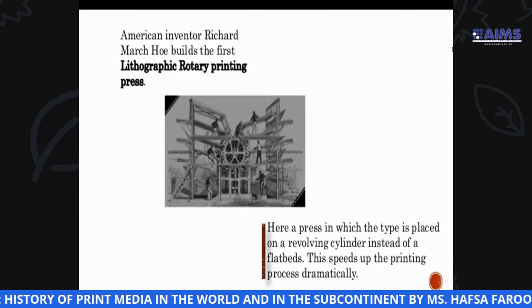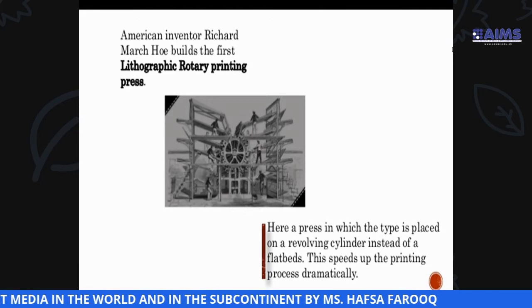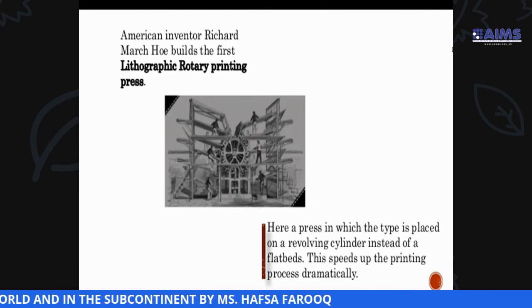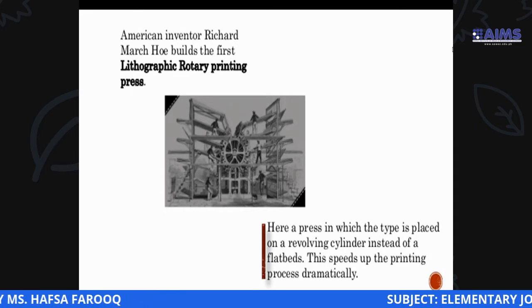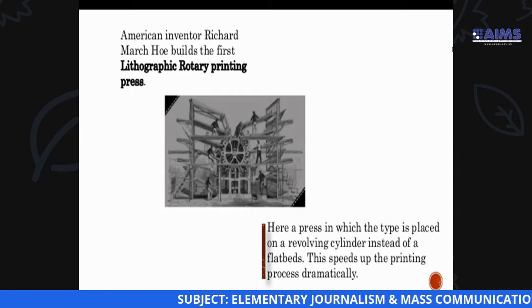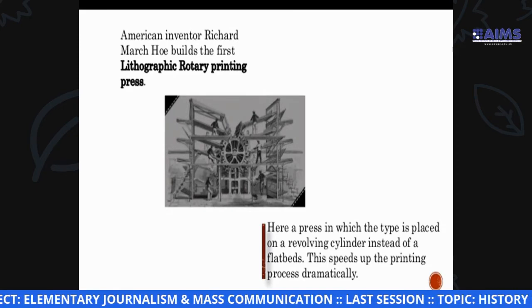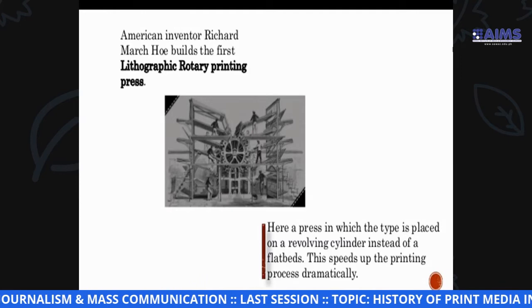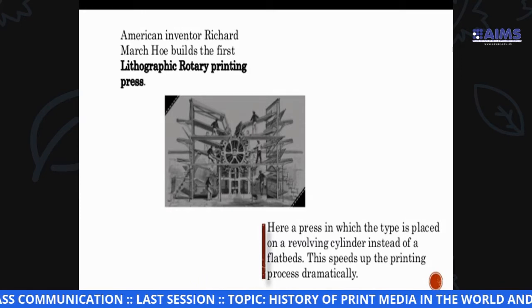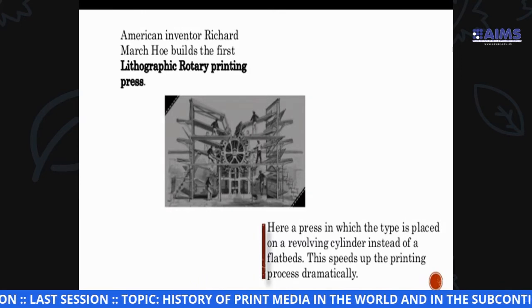Next, American inventor Richard March Hoe builds the first lithographic rotary printing press. Here is a press in which the type is placed on a revolving cylinder instead of a flat bed. This speeds up the printing process dramatically.